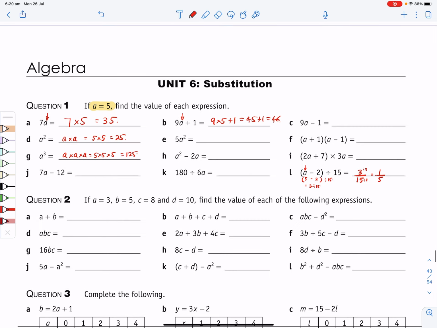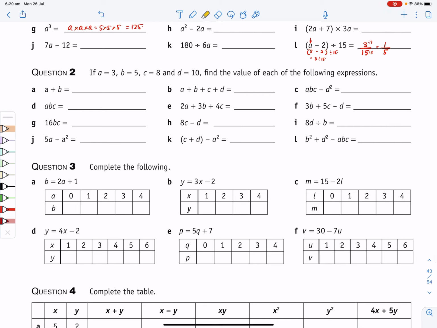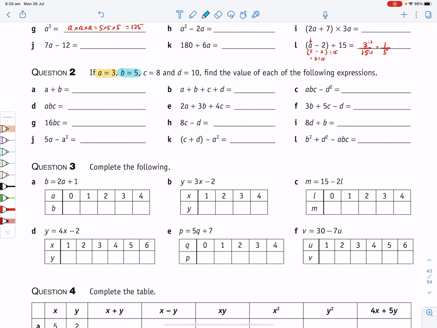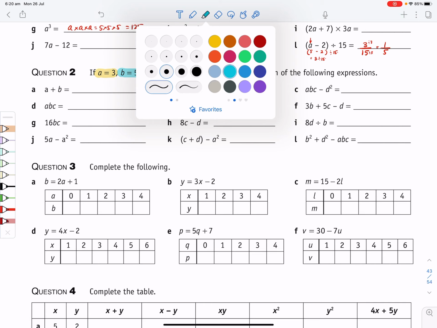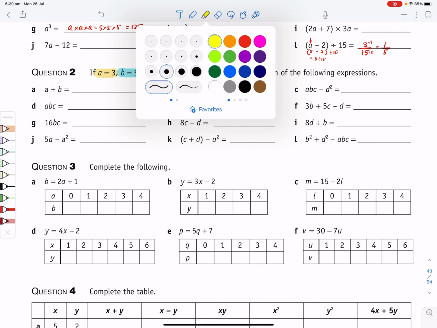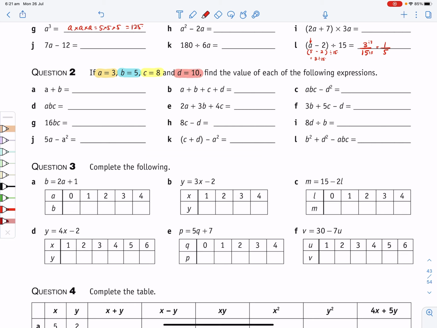All right, you're still going to have to use fractions and decimals for the remainder of the course. Now, in question 1, we only had one pronumeral, a. In question 2, we've been given a is 3. We've been told that b is 5, that c is 8, and that d is 10. So here we have different pronumerals in the question.